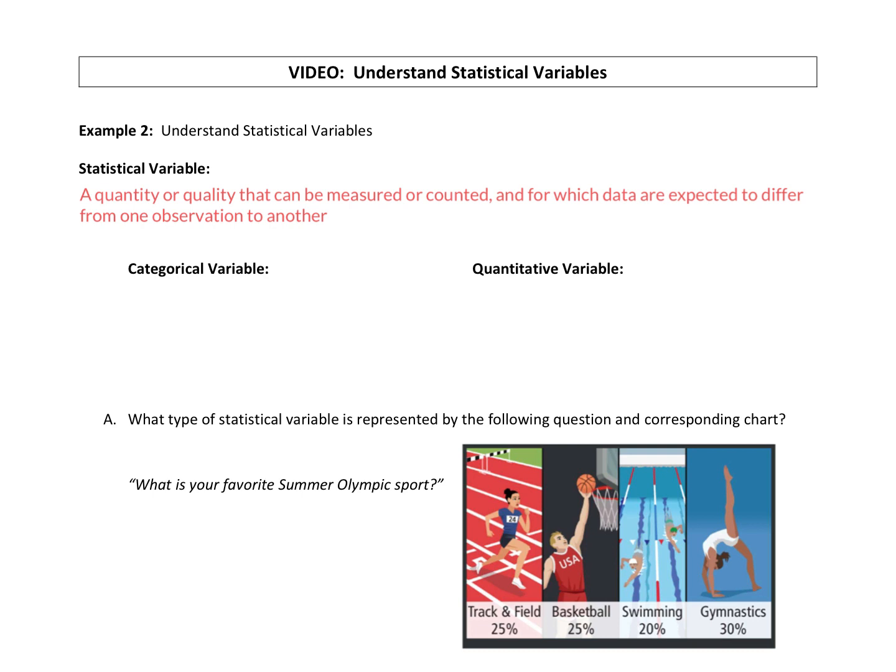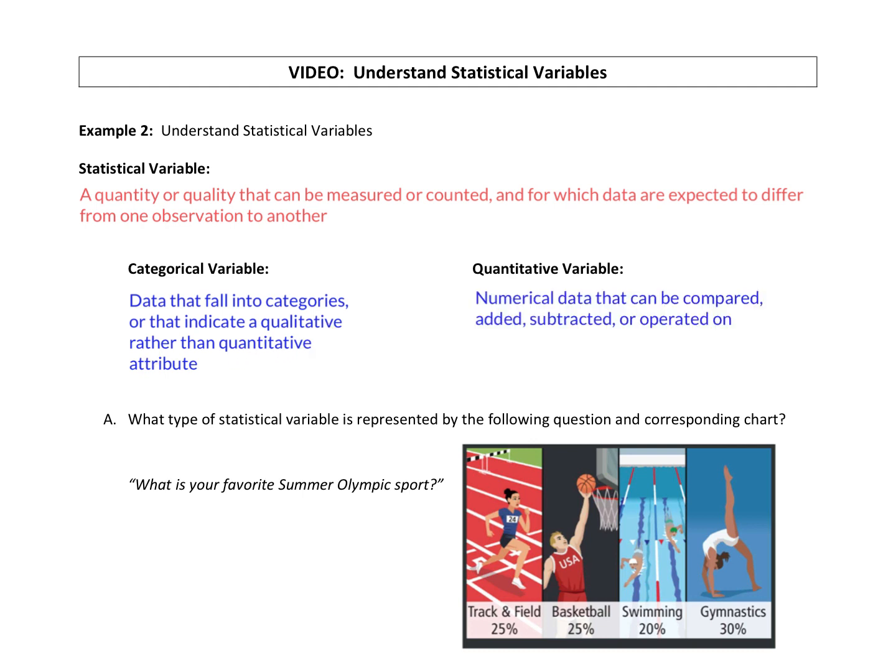We have two types of statistical variables, a categorical variable and a quantitative variable. A categorical variable is data that fall into categories or that indicate a qualitative rather than quantitative attribute. A quantitative variable is when you have numerical data that can be compared, added, subtracted, operated on. The key here is that it's numerical data.